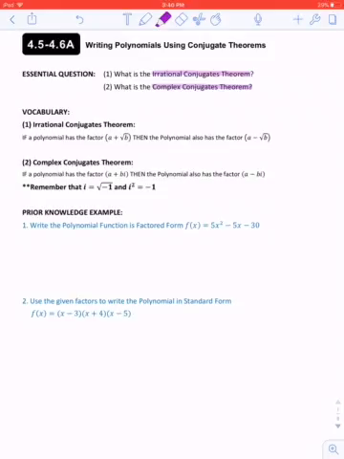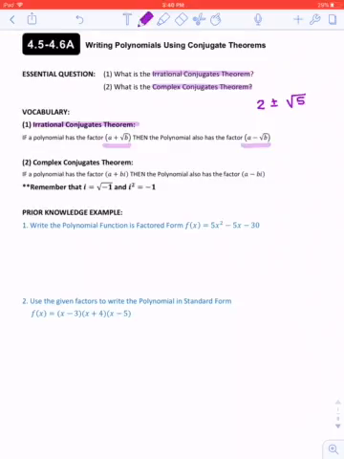So, definition-wise, the irrational conjugates theorem says if a polynomial has a factor of a plus the square root of b, then that polynomial also has a factor of a minus the square root of b. So this comes from a truth of the quadratic formula. So if you simplify the quadratic formula all the way down and you get something like this, 2 plus or minus the square root of 5.